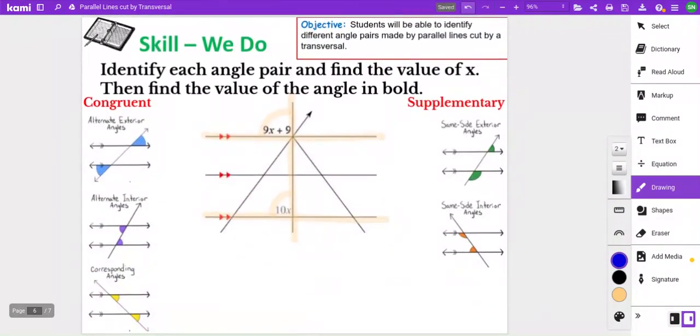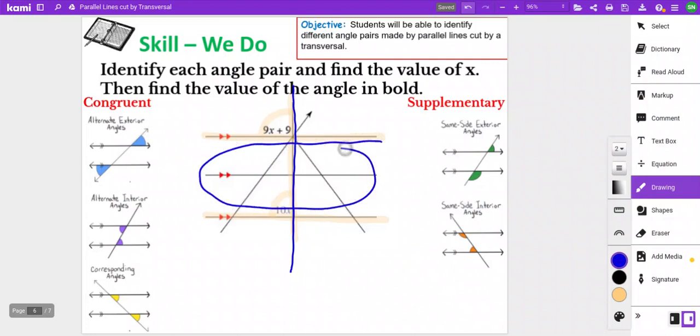Example number 2. We have the same idea. The highlighted lines are the ones that matter. The other ones are distractors and you can ignore them. In this case, both angles are on the same side of the transversal. And one of them is inside the parallel lines. The other one is outside.